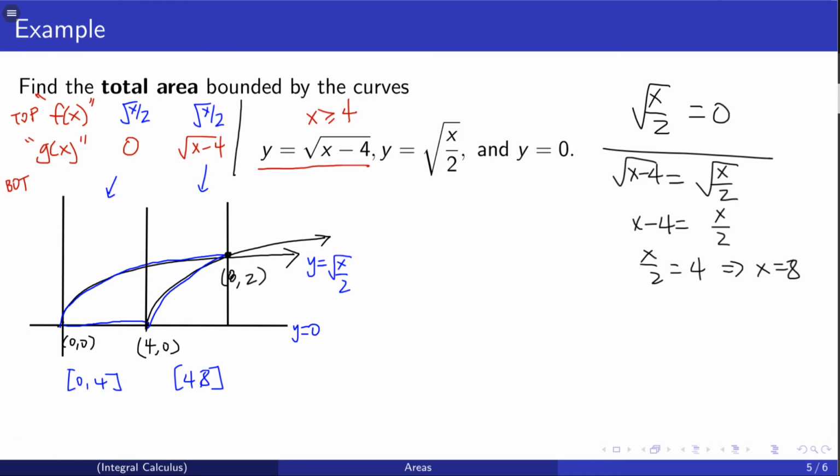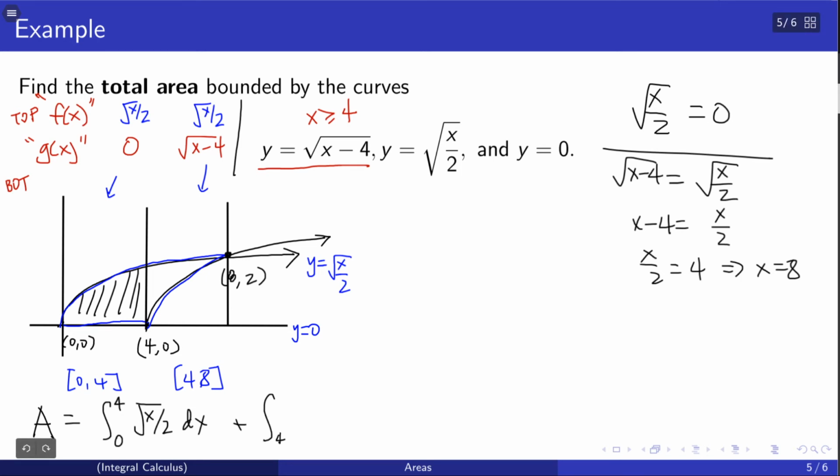So you have to determine carefully what function is on top and what function is on the bottom, subtract them, and then take the integral. Therefore, the area here is going to be equal to the area of this region from 0 to 4. Well, that's just the integral of root x over 2 dx, right? It's just your definite integral from our basic definitions. It's just the area under the curve and above the x-axis.